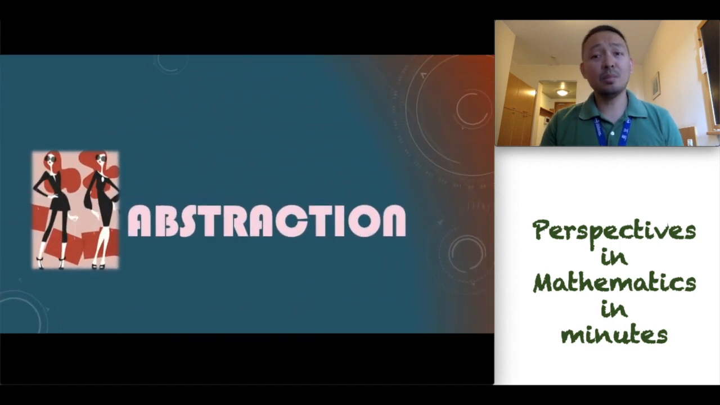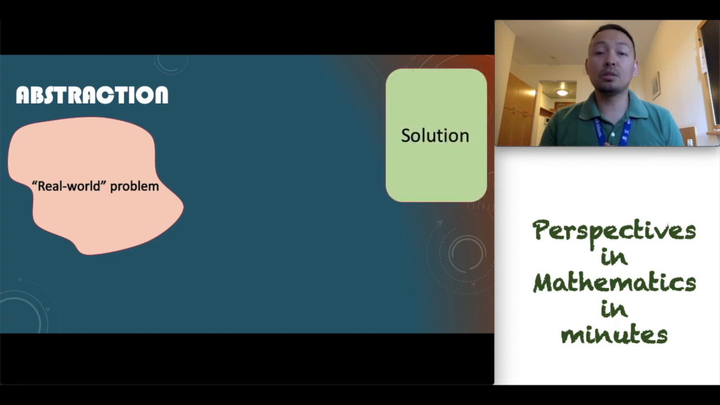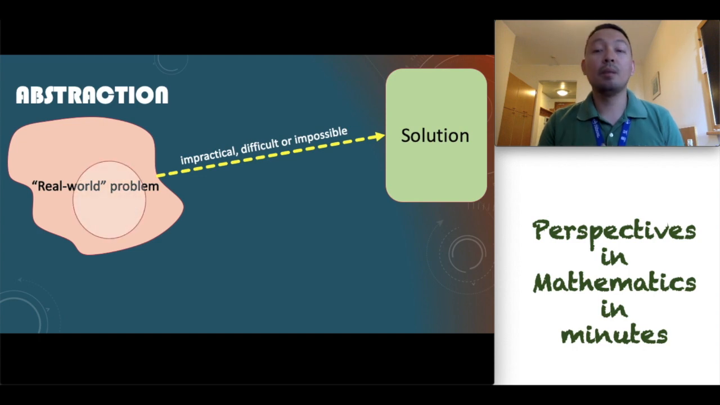Now, what is mathematical modeling? For me, based on my perspective, mathematical modeling is abstraction. Let me show you a diagram. If we have a real-world problem and we want a solution, because of the complexity of the problem, most probably the route to solution is impractical, difficult, or impossible. But we can focus on a certain portion of the problem depending on the questions that we want to answer.